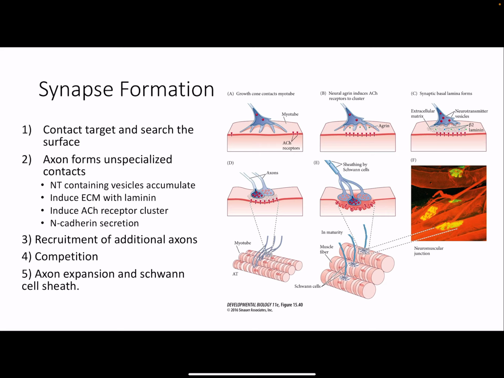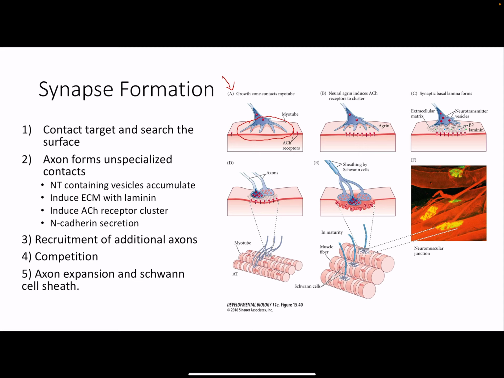This process takes the form of many steps. The first thing that's going to happen is, for instance, this is a motor neuron that is growing out to innervate muscle. When the growth cone first contacts the early myotube, or what is going to become muscle, it will search around and create multiple contacts that are non-specific. Now, those unspecialized contacts then become specialized contacts through a couple of different processes.